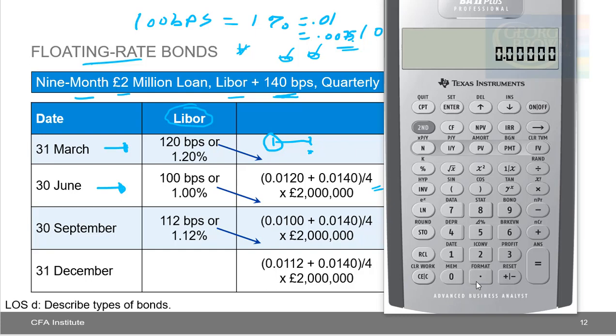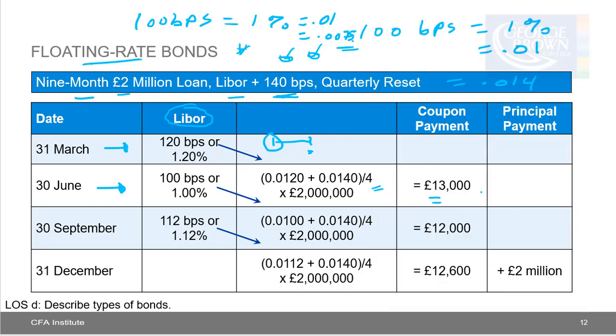So let's just bring up the calculator very quickly to look at it. These coupon payments are based on LIBOR plus 140 basis points. So the LIBOR at March, at the beginning of the period, was 120 basis points. So that's 0.012 plus the 140 basis points, the spread, which never changes. The LIBOR changes, but the spread doesn't change. So plus 0.014. So that's 2.6% divided by 4 because it's a quarterly payment, then multiply by the principal, £2 million, and you can see that our payment is £13,000. Okay, so that's how we made the calculation.